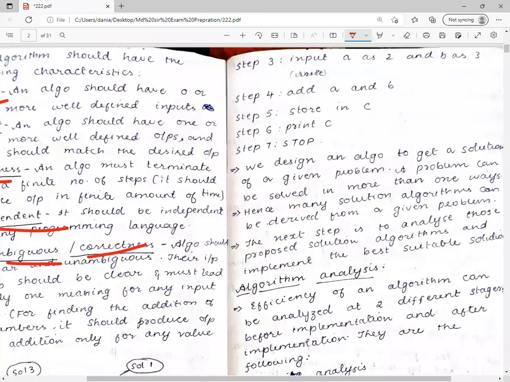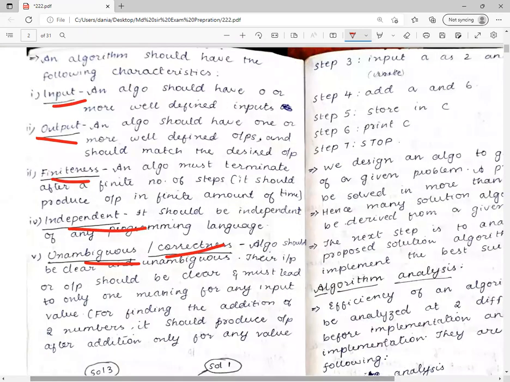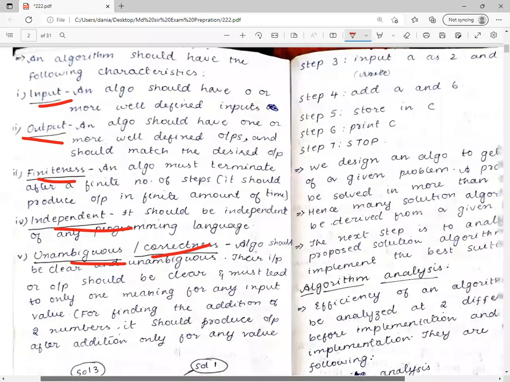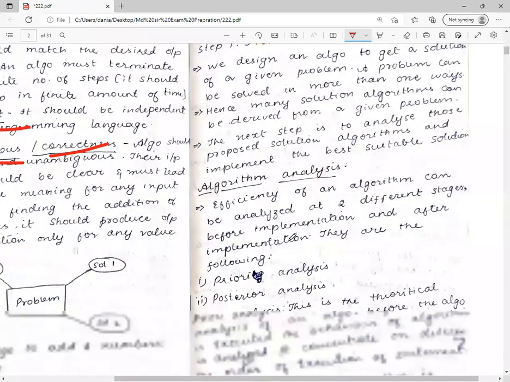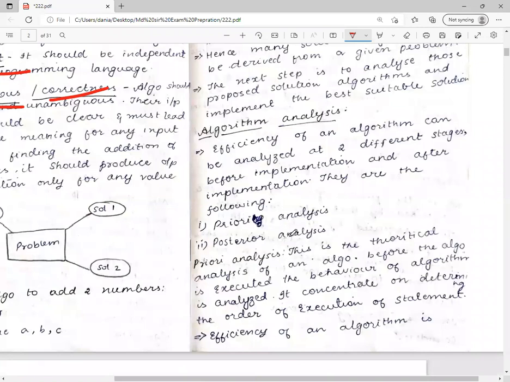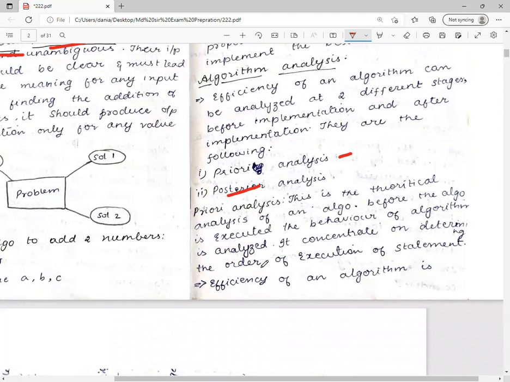Okay, it's a step-by-step process to solve a particular problem. So what are the main things required for an algorithm? It should have an input, it should give an output, it should be finite, it should be independent, it should be unambiguous. So, algorithm analysis. Efficiency of an algorithm can be analyzed at two different stages: before implementation and after implementation. There are a priori analysis and a posteriori analysis.